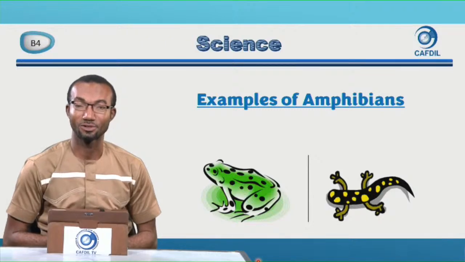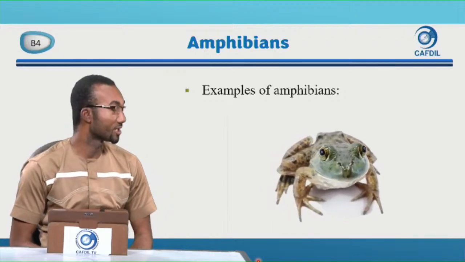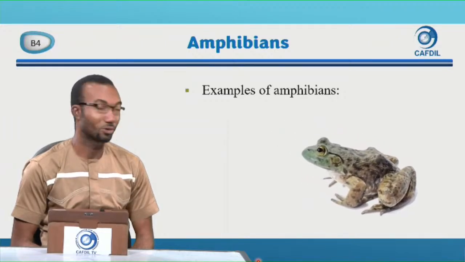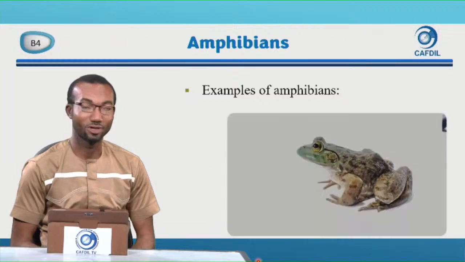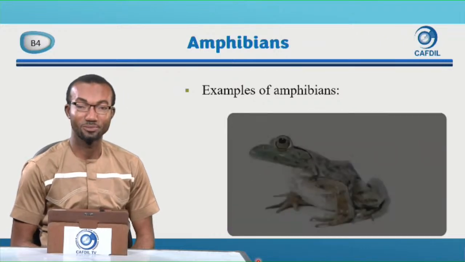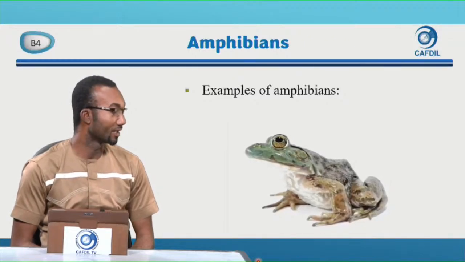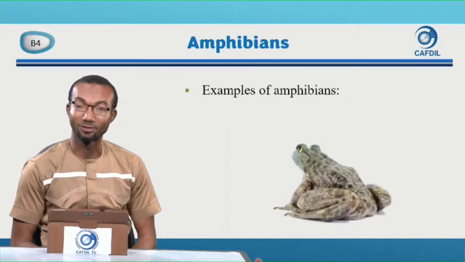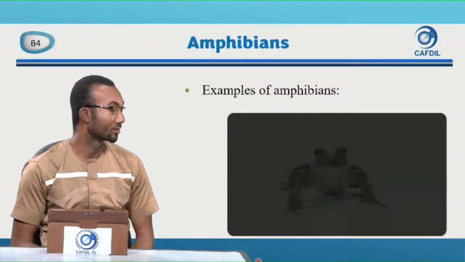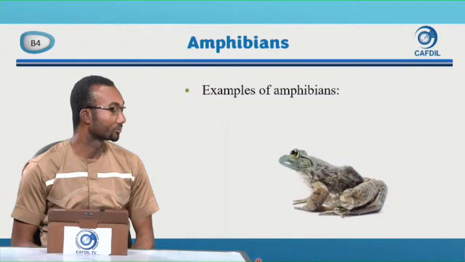Let's look at some examples of amphibians. The first one is frog. What you see on your screen now is a frog. A frog is an example of an amphibian. I hope you have all seen frogs before. When it rains, you hear their noises in pools of water. You see the frog breathing, but they can also breathe on land. So a frog is an example of an amphibian.